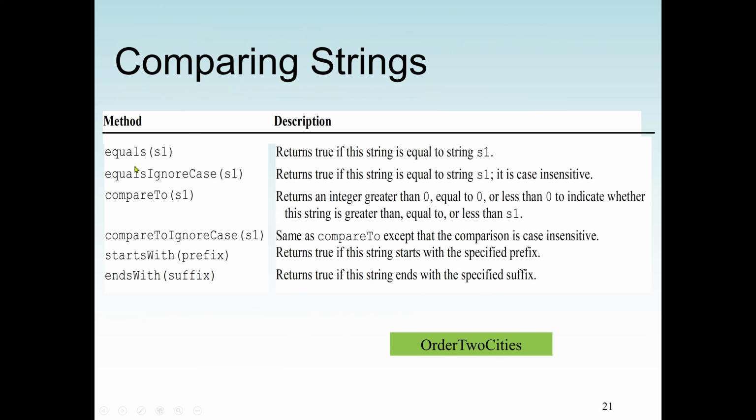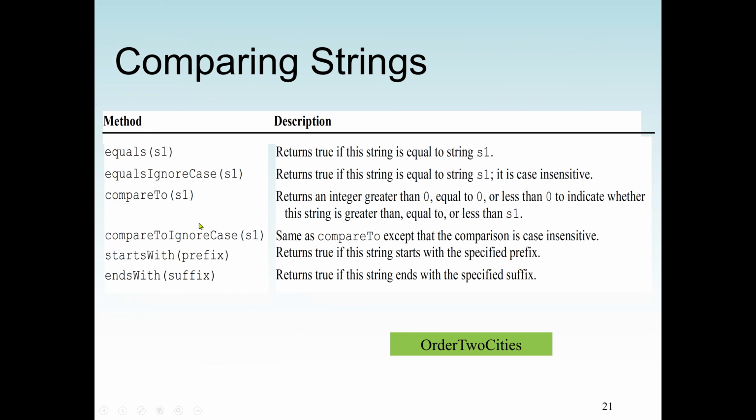So I can say s2.equals(s1). If the content of the s1 and s2 variables are the same, then it will return true. Now we know that Java is case sensitive, so we also have equalsIgnoreCase. This means if I have two strings, "welcome" and "welcome", but one is uppercase and one is lowercase, and I call equals, it will be false because they are not the same, case sensitive. But if I call equalsIgnoreCase, then the case doesn't matter, it's only the characters, so they are the same.